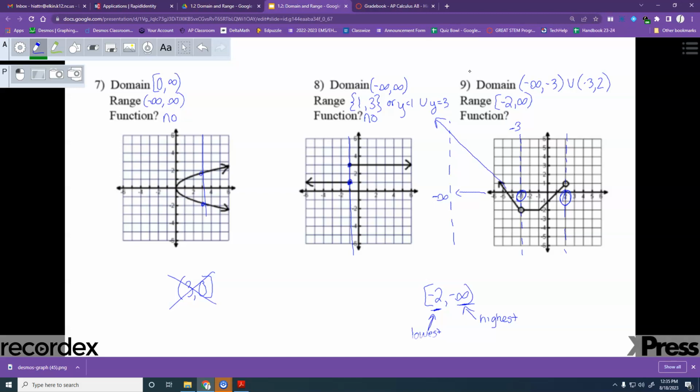Is that one a function? Yes. Is it a one-to-one function? No. Okay. All right. I want you guys to try the next 3 on your own. Okay? So try the next 3 on your own.